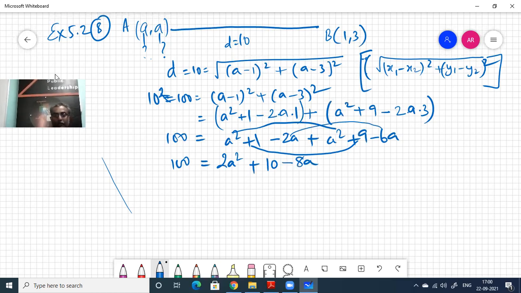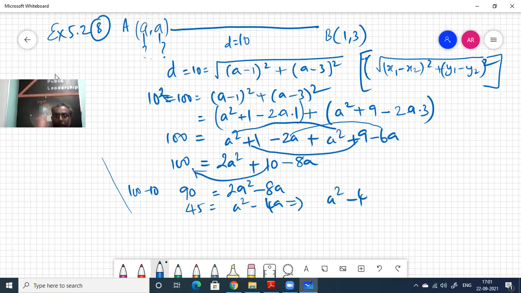100 becomes 2a squared plus 10 minus 8a; this 10 you take to the other side. 100 minus 10 becomes 90, which is equal to 2a squared minus 8a, divided by 2: 45 is equal to a squared minus 4a. That means a squared minus 4a minus 45 equal to 0. Now solve this quadratic equation. 1 into 45, how will you get 4? You can get 9 into 5, which gives you 4.